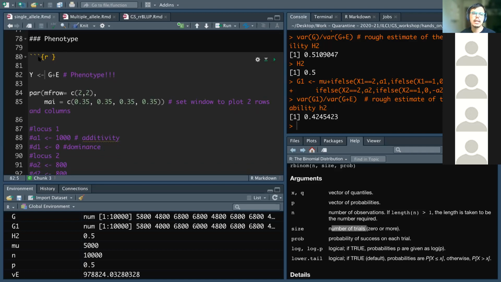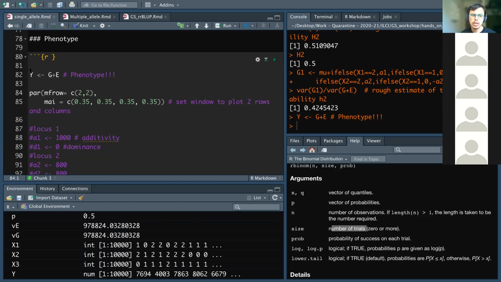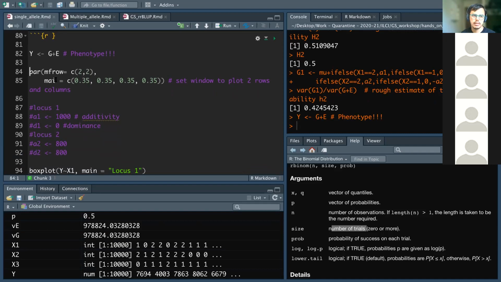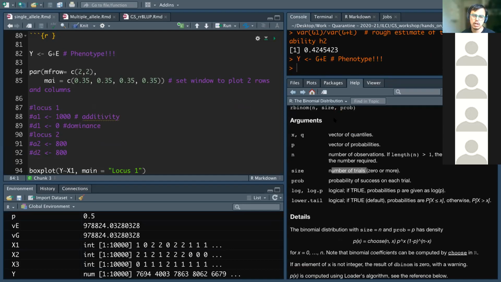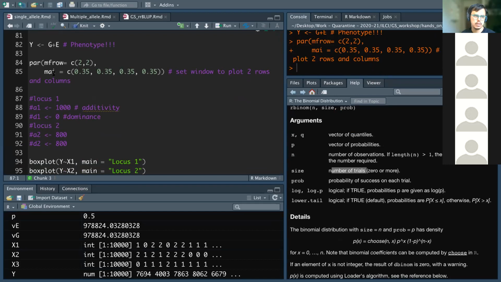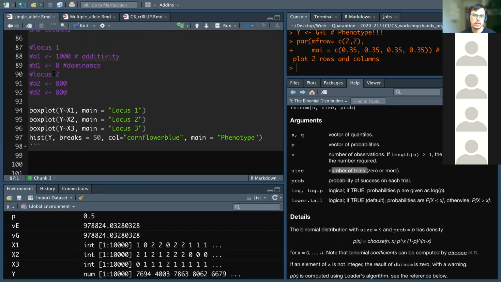And again, for example, here, we're going to estimate the phenotype, and the phenotype is equal to the genetic effect, or genetic component, plus the environmental component. And if we run that, this is just a command line to split the window to plot the graphics in 4. That is not relevant for the analysis. It's just to show you the 4 graphics in the same window.